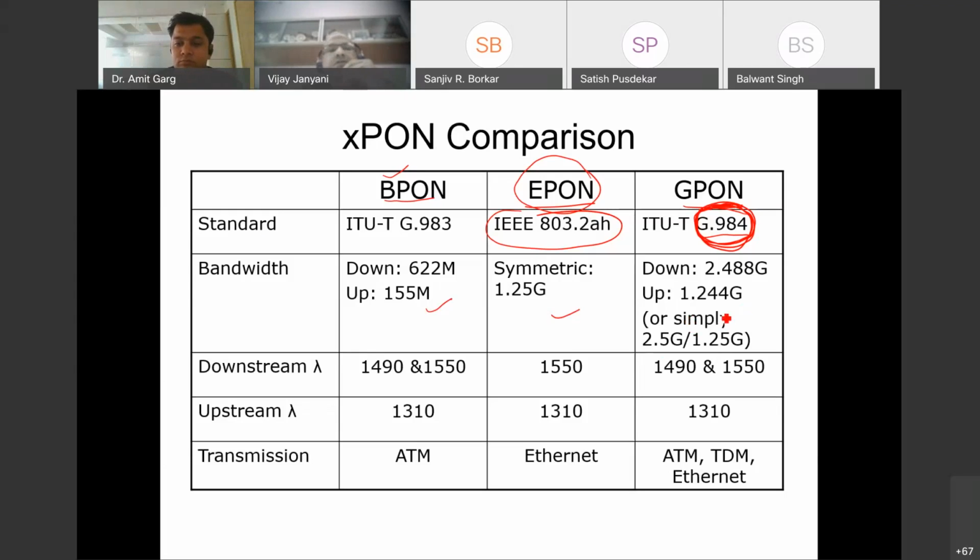In this GPON, the downstream bandwidth is 2.5 gigabit per second. Upstream is 1.25. Actually, it is slightly different. You can see it is not exactly 2.5, but very commonly it is called 2.5, and this 1.244 is called 1.25. So downstream is this, upstream is this.